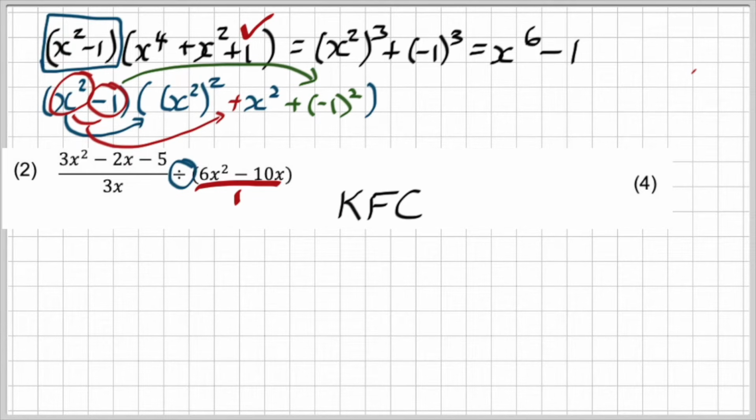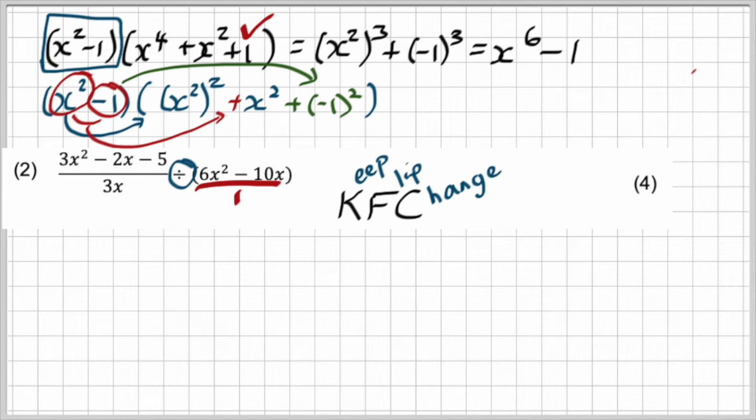If you've never heard about KFC, oh, I love KFC, this beautiful shortcut, which is keep, flip, change. Okay? Now, I don't know, some teachers don't like that. They want to go all mathematical on this and go, it's reciprocating.